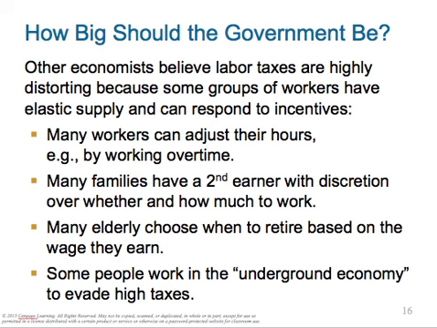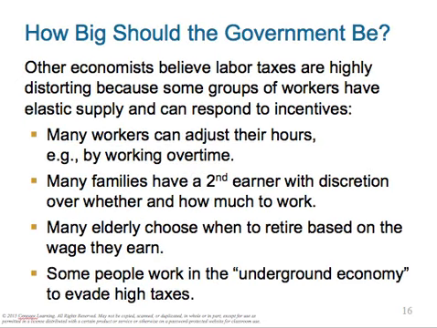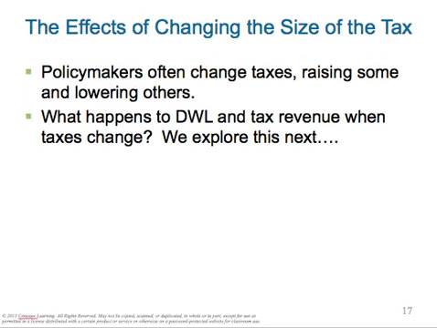Again, a distortion. Some people work in what's called, quote-unquote, the underground economy to evade high taxes. A good example of that is if you had someone come out to your home and do some work and you said, hey, can I pay you under the table for this, and you'll cut the price. That's essentially tax evasion. I think pretty much everyone's done it at some point in their life, though. But that is in response to the presence of a tax, so it's a bit of a market distortion.